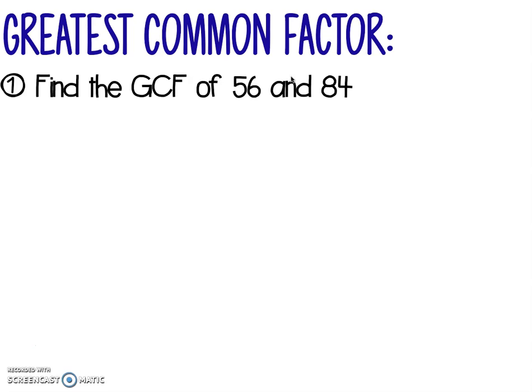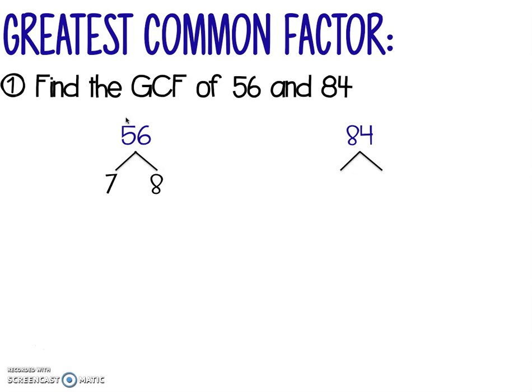So the first step is to set up some factor trees. We're trying to find the greatest common factor of 56 and 84. So 56 and 84 are going to be at the top of our factor trees. Now, I'm going to work with 56 for now. And I can think of anything that I can multiply together that's going to give me 56. So right off the bat, I know that 7 times 8 is 56.